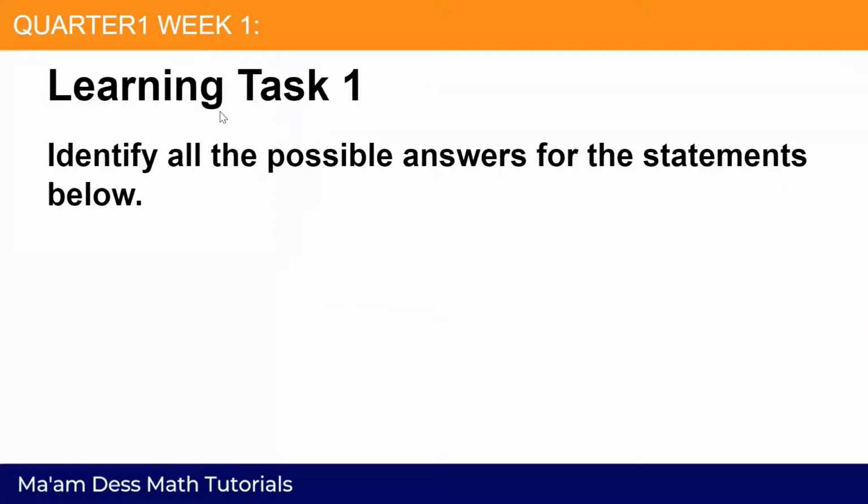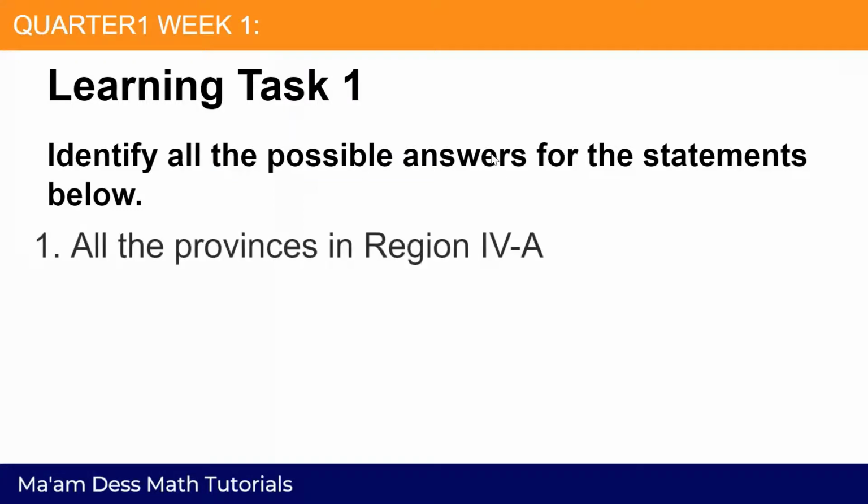Okay, let's start from the learning task 1. Identify all the possible answers for the statements below. Number 1, all the provinces in Region 4A. So we know that there are 5 provinces in Region 4A. We have Cavite, Laguna, Batangas, Rizal, and Quezon.